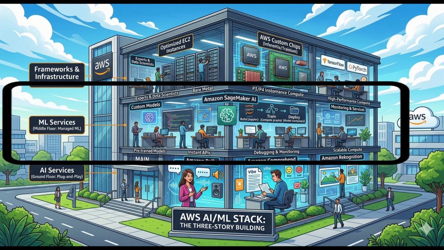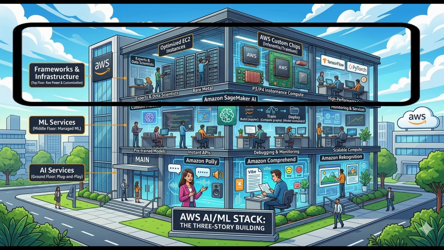The second floor is the ML services. This is for when you need something custom but don't want to manage the hardware. This is where Amazon SageMaker AI lives. You can build, train, and deploy your own models in one spot. It even handles the detective work like debugging and monitoring.